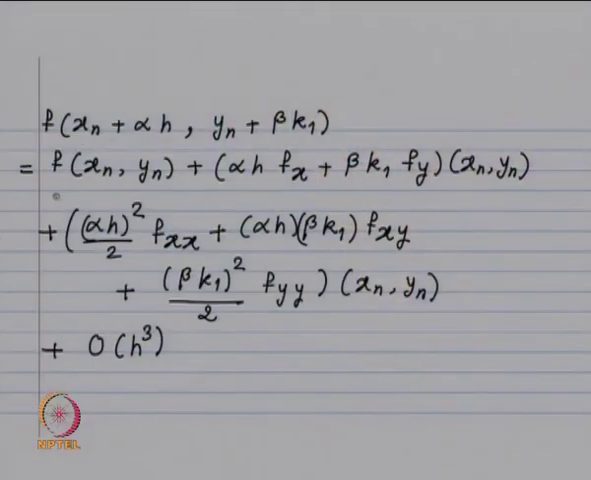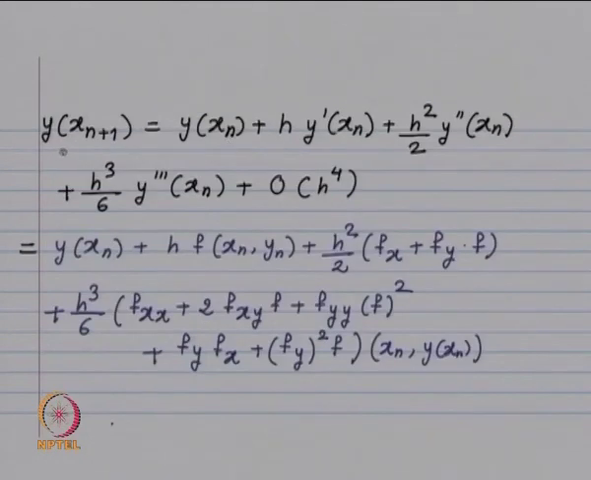So, let us write down the Taylor series expansion for function of two variables f of x n plus alpha h, y n plus beta k 1. The Taylor series expansion is f of x n y n plus alpha h into partial derivative of f with respect to x plus beta k 1 into partial derivative of f with respect to y, all the functions to be evaluated at x n y n, plus the next term will be alpha h square by 2, the second order partial derivative with respect to x, plus alpha h beta k 1 f x y, plus beta k 1 square by 2 f y y evaluated at x n y n, plus terms of the order of h cube. So, this is the Taylor series expansion for the function of two variables.